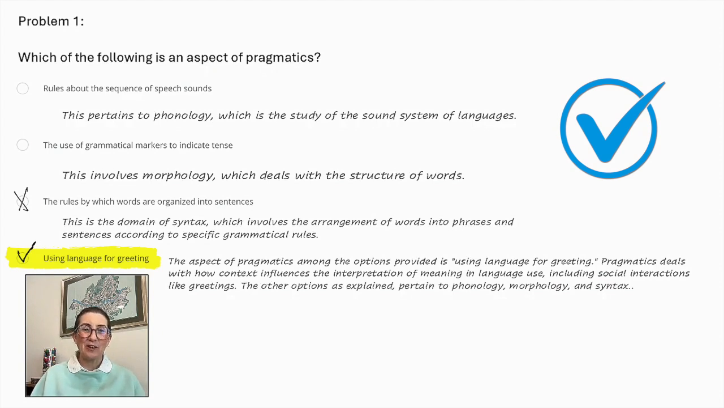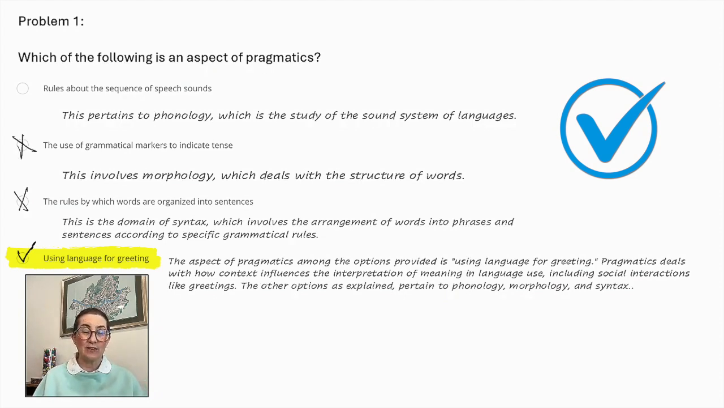The use of grammatical markers to indicate tense. This involves morphology, which deals with the structure of words. Morphology examines how words are formed using morphemes, which are the smallest grammatical units in a language, and include the study of how forms change to express different grammatical categories, such as tense, number, and case. And we know that's not the correct answer either.